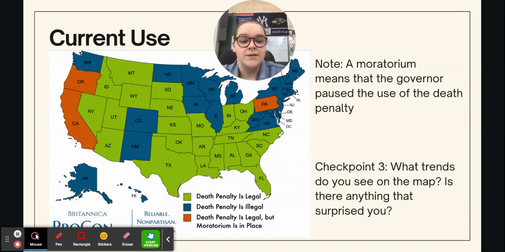Remember, a moratorium means that the governor has paused the use of the death penalty. So inmates that are on death row are not being executed. They are not trying to add any new inmates to death row, but it is not fully abolished yet.